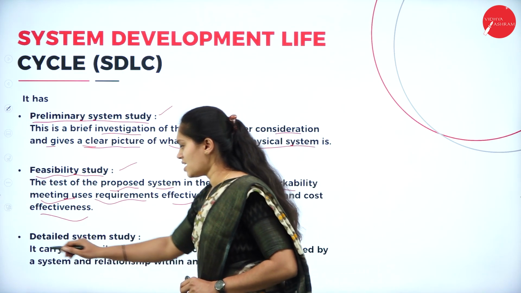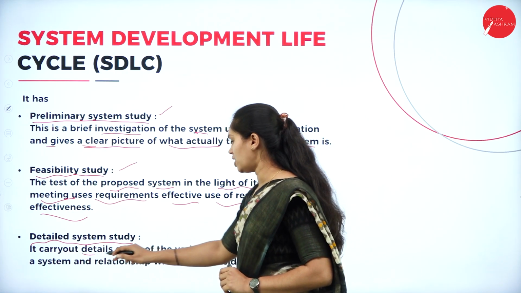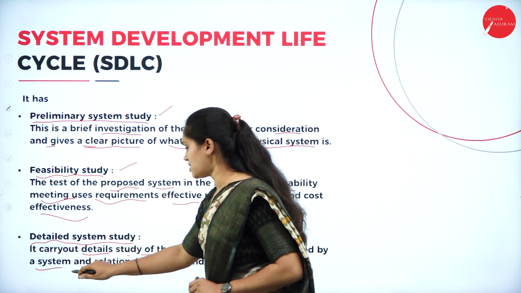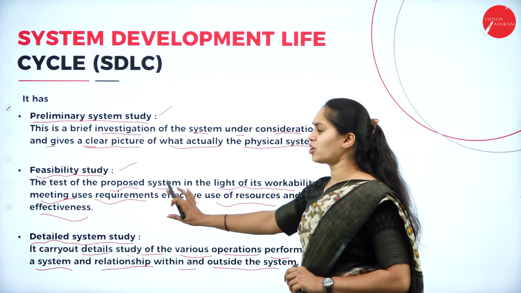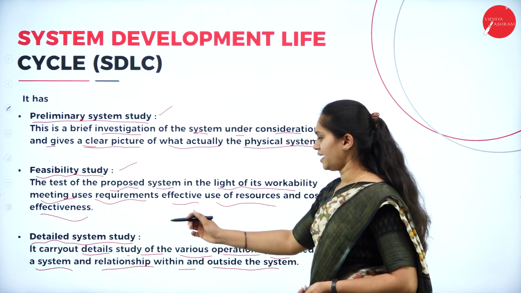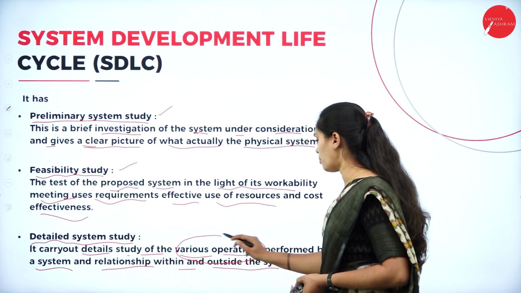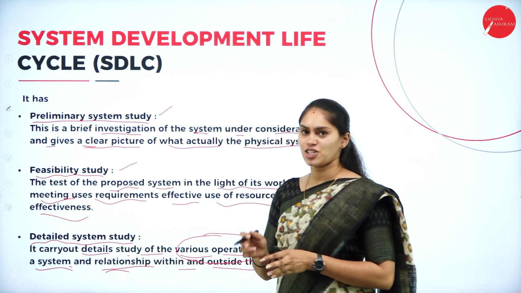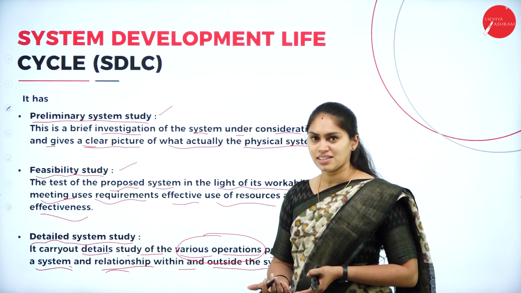If yes, then we have the detailed system study. This will carry out a detailed study of the various operations that need to be performed by a system and its relationship with and outside the system. Once I know this is feasible to implement, the detailed system study will study the features or various operations to be performed by each system and their relationships, how they interact with each other, and how one system is compatible with another system.